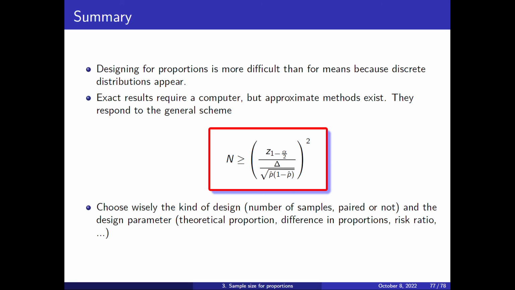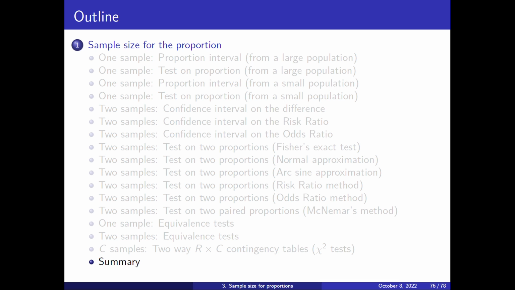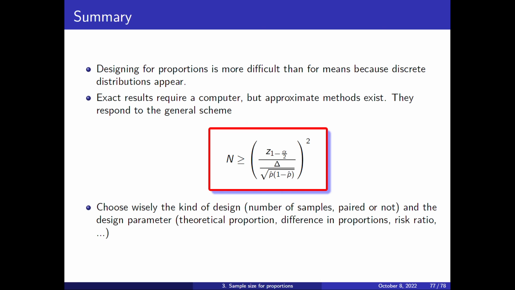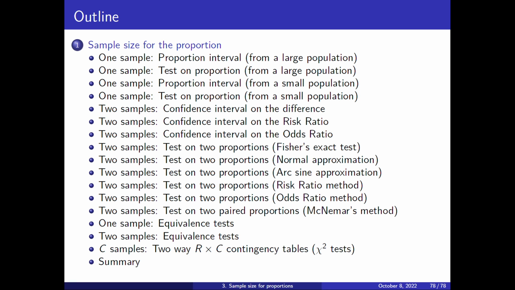And we should choose wisely the kind of design that we have. We have seen that we have many possibilities. What do you want? Do you want to construct a confidence interval on a proportion, or on the difference of proportions? Or do you want to make a test on one sample, or multiple samples? And do you want to make an equivalence test? There are many possibilities, and you have to choose your specific case. And this would be all for proportions. I'll see you in the next video.